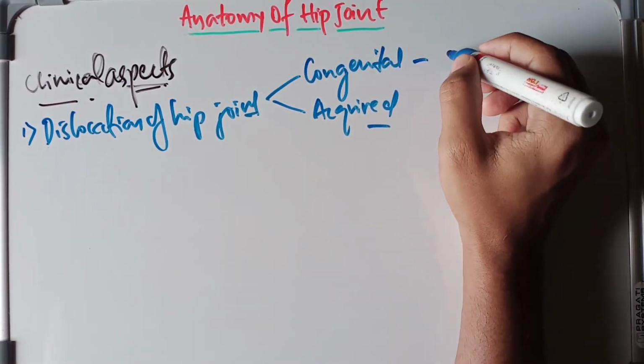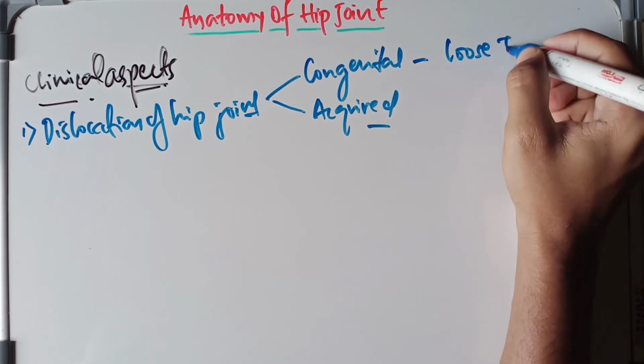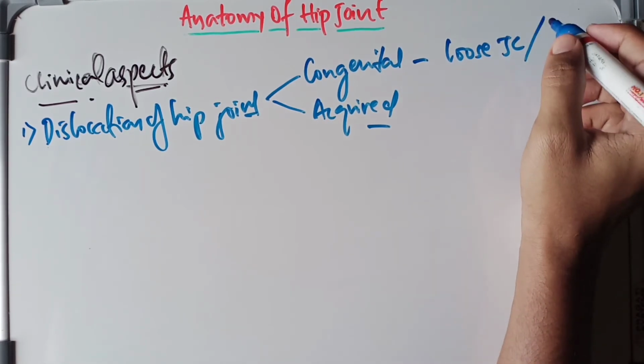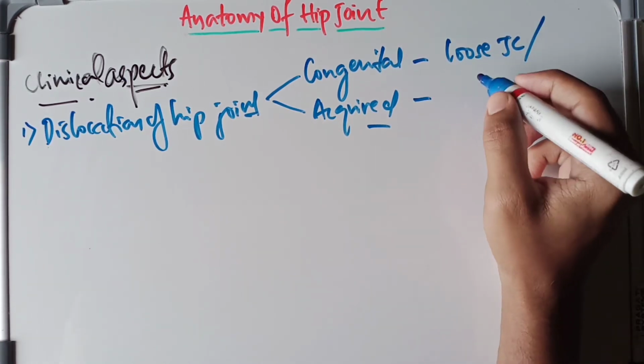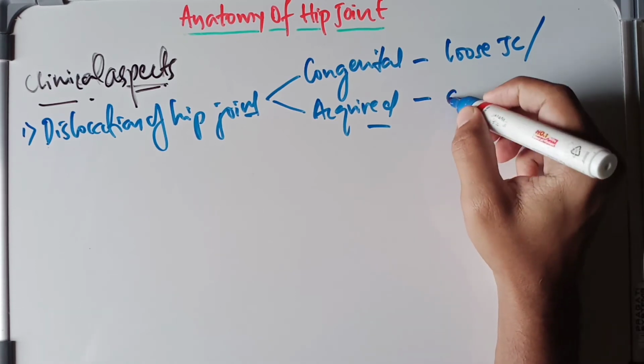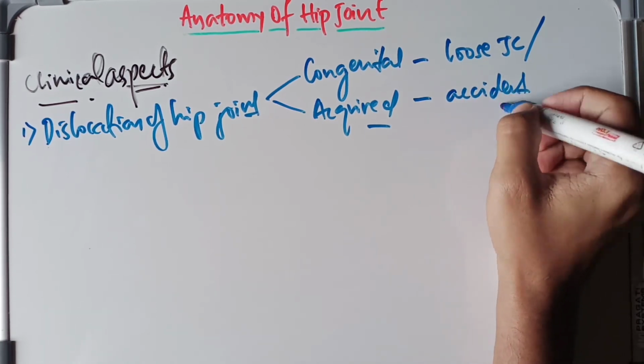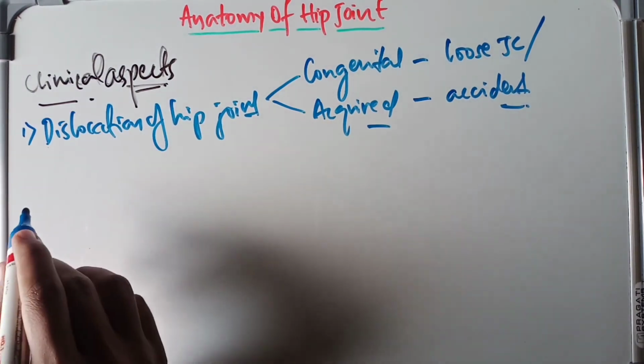Congenital may be due to a loose joint capsule, as well as hypoplasia of the acetabulum and the femoral head. And the acquired dislocation is rare, and it may be majorly due to automobile accidents. So this is about the dislocation.